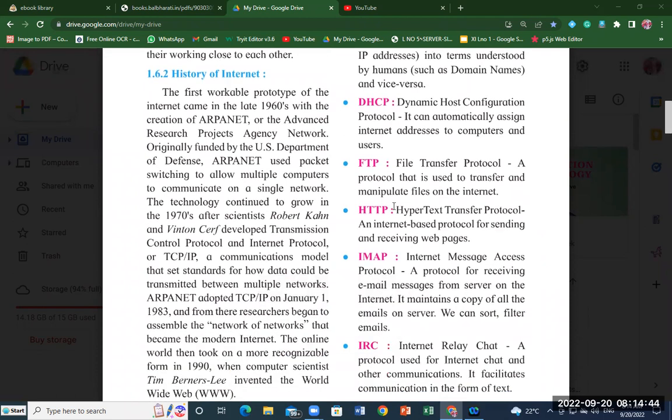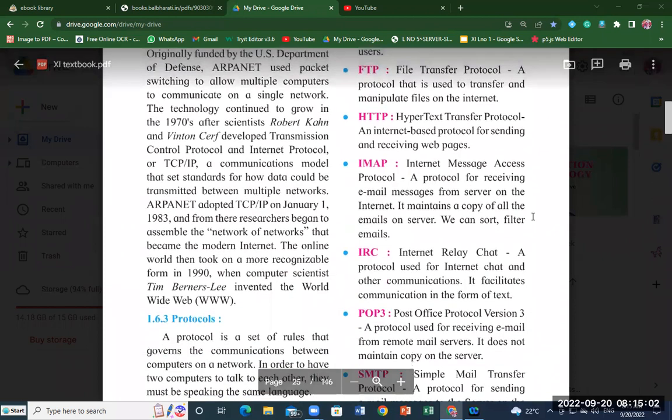FTP, File Transfer Protocol, a protocol that is used to transfer and manipulate files on the network, right? If I want to download some files, it may be song files, it may be video files, right? So if I want to download that, I am using FTP, that is File Transfer Protocol.